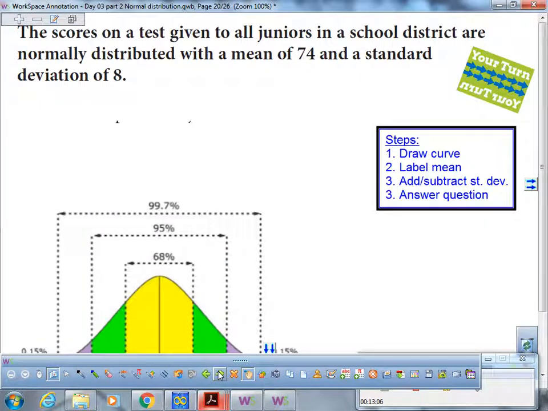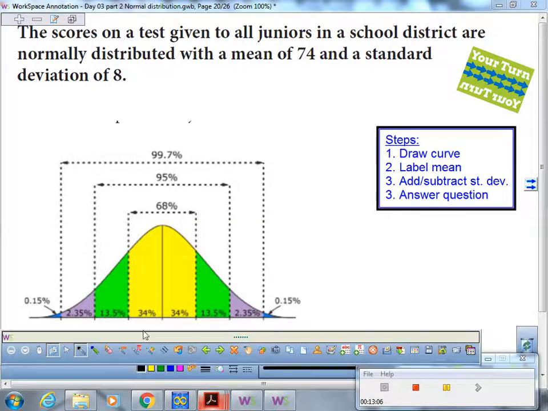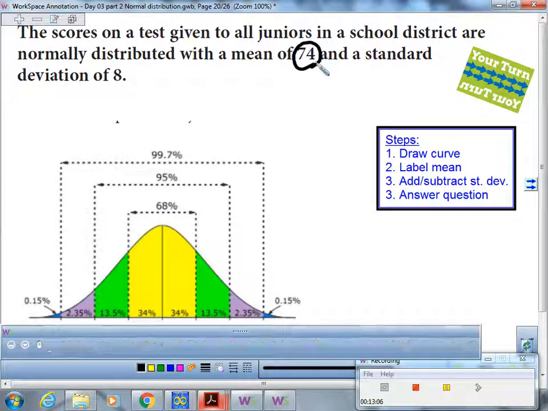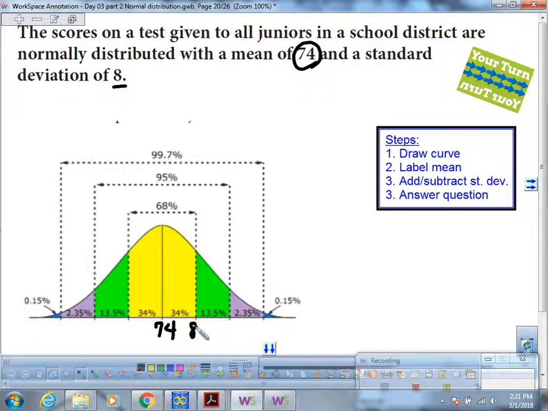Let's make this a little bit smaller so I can see the question. Sorry. Better? All right. So if my mean is 74, right here, I'm going to label the very middle 74. I have a standard deviation of 8. So each time I go up, I'm going to add 8. So 82, then 90, then 98. Now I'm going to go down by 8. So if I go down by 8, I'm going to have 66, then 58, and how much? 50.